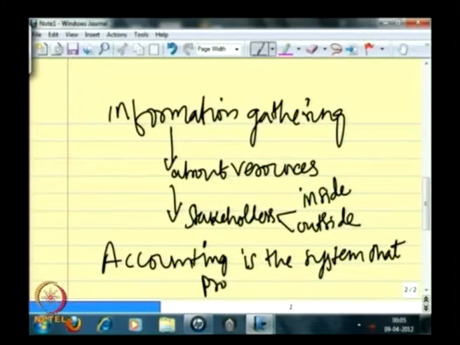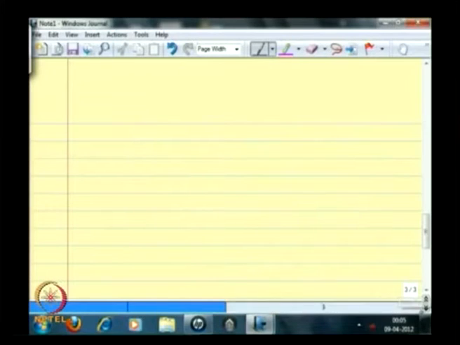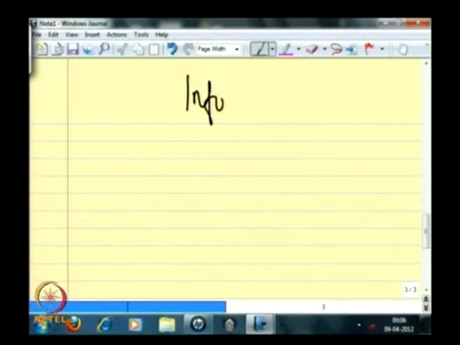So, this system provides the information that stakeholders inside and outside the business organization need, and this information is about the resources that are being utilized in the conduct of business, whether it is for profit or not for profit. So, the centerpiece to the accounting system is the information that is required. Information is the key in this system.